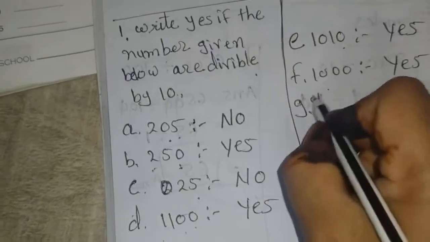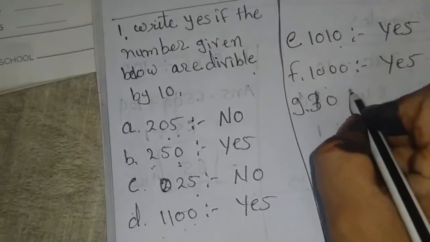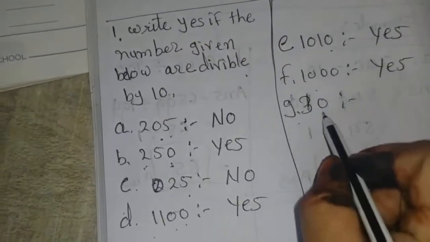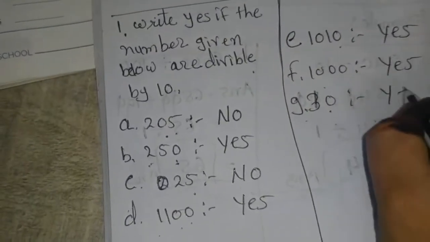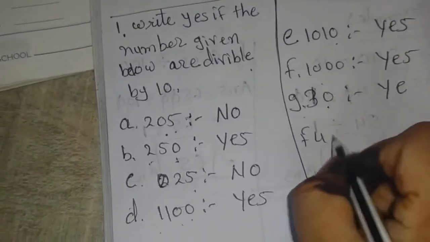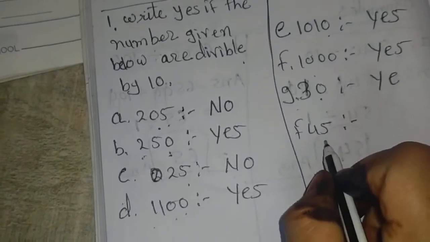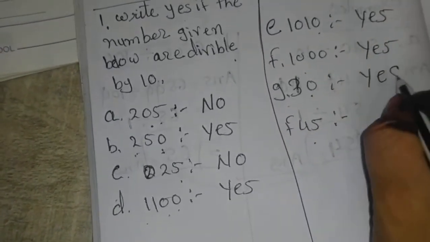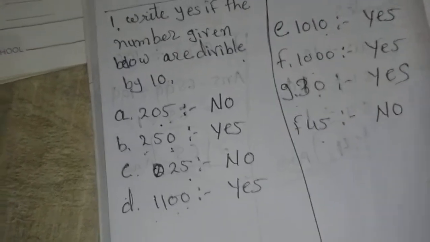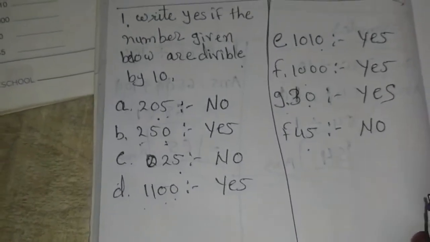G1 question, 30. So students, is 30 divided by 10 possible? Yes. H1 question, 45. Is 45 divided by 10 possible? Not possible, because in the ones place there is a 5. So here we have to write no. Now students, I will give you 1 minute. You have to write this in your maths workbook.